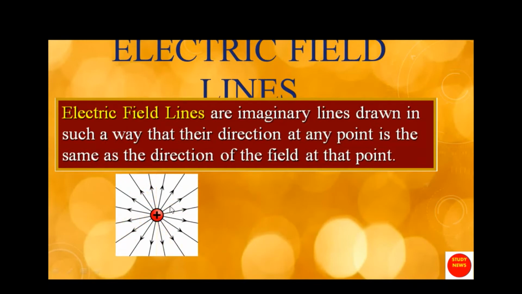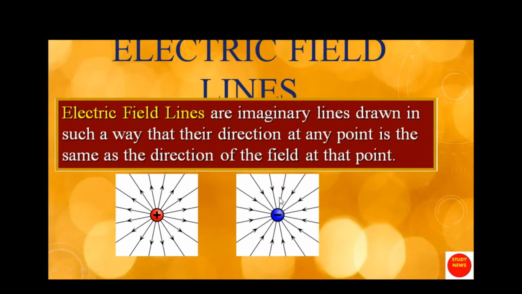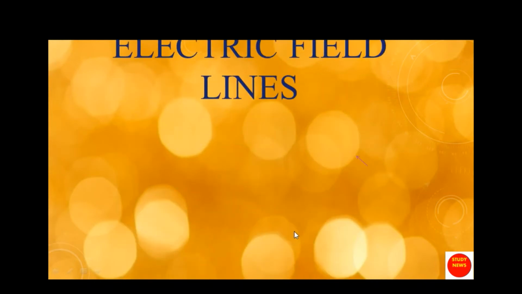When we have a positive charge, the direction of the electric field lines is outward. In the case of negative charges, the direction of the electric field lines is inward, and the field lines go away from positive charge and towards negative charges. The field lines go away from the positive charges and come towards the negative charges.